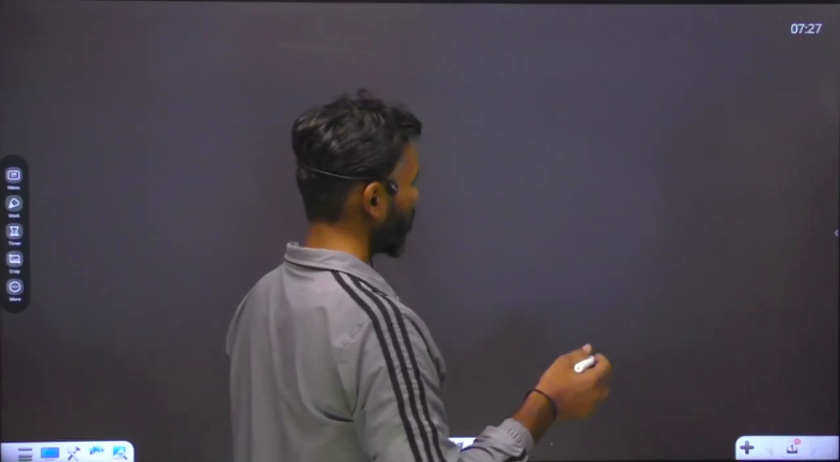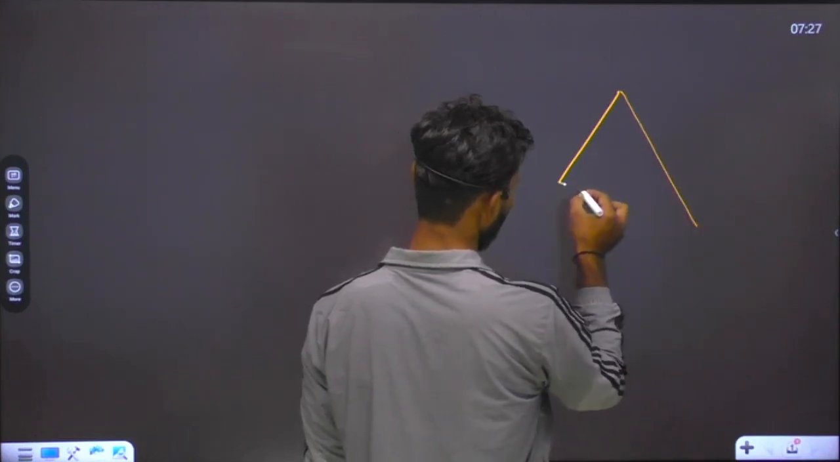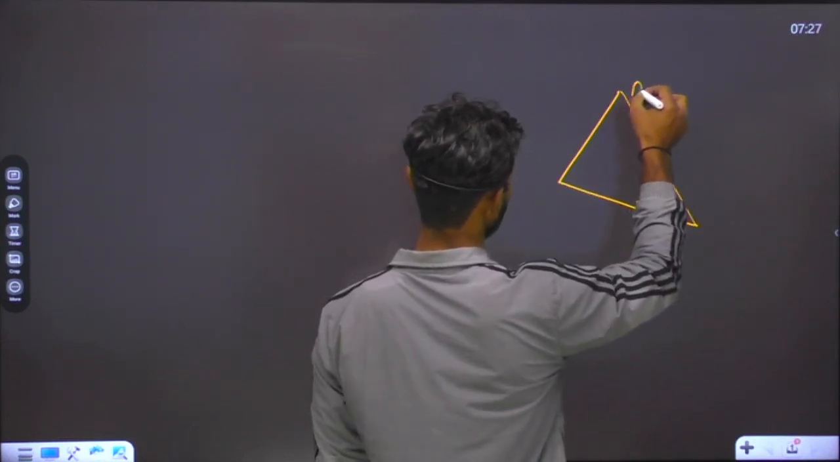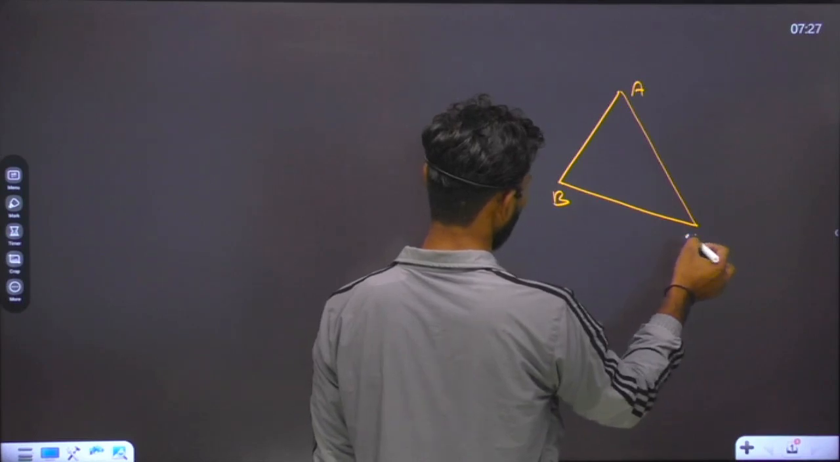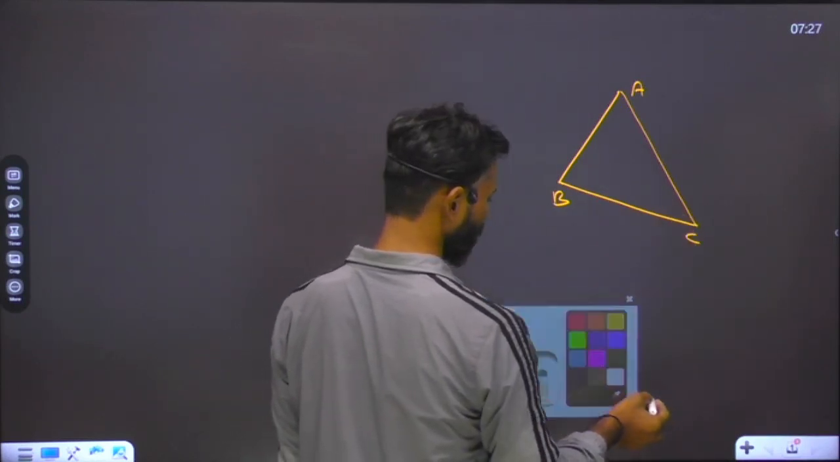In today's class, at first we will discuss the relation between medians and the sides of the triangle. You know, in every triangle there are three medians, as there are three vertices of the triangle. So this is the triangle and the name of the triangle is ABC. There will be three medians in this triangle.